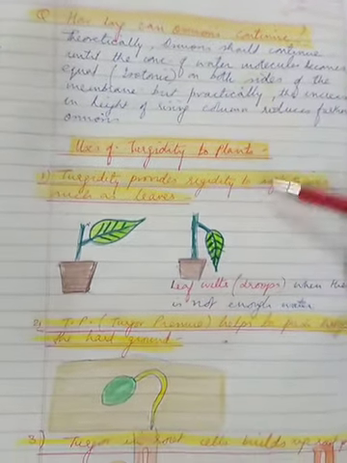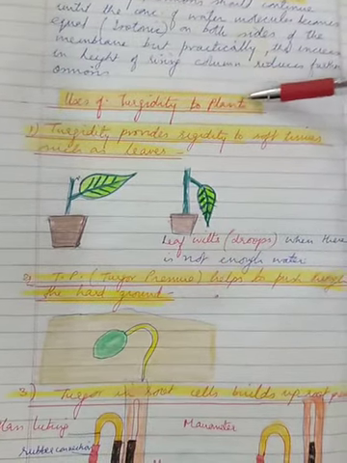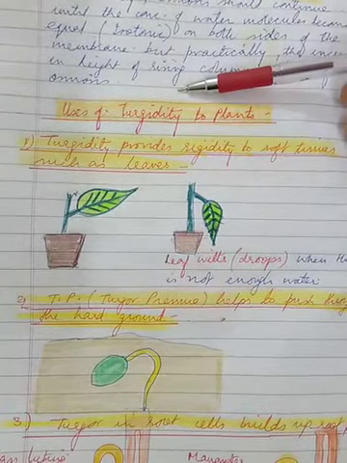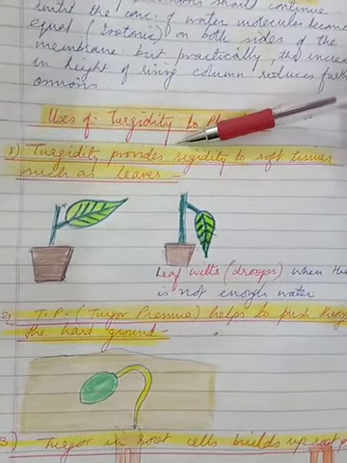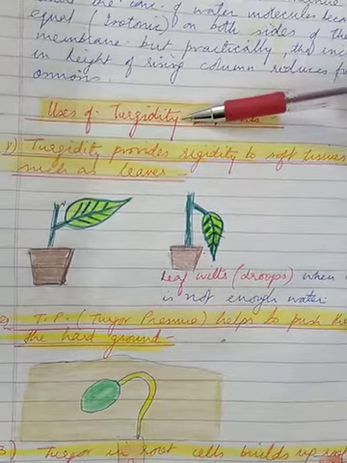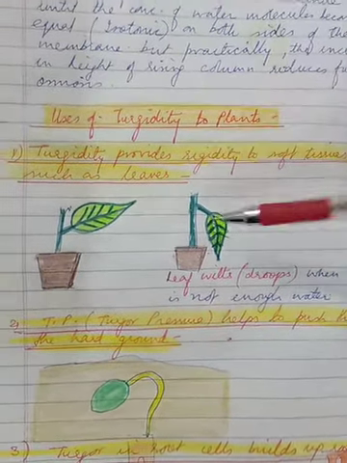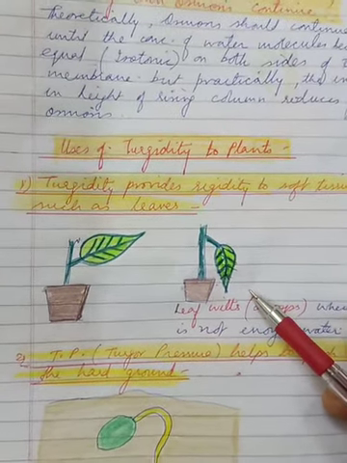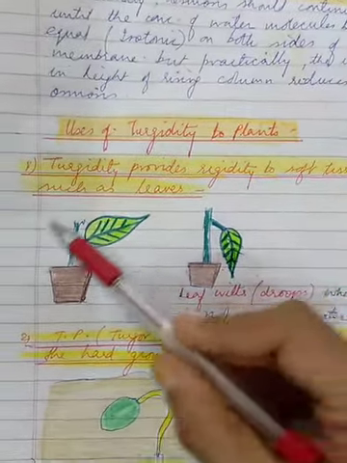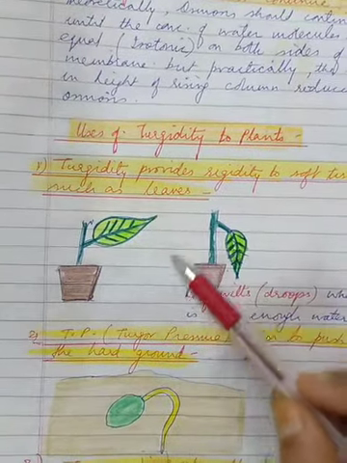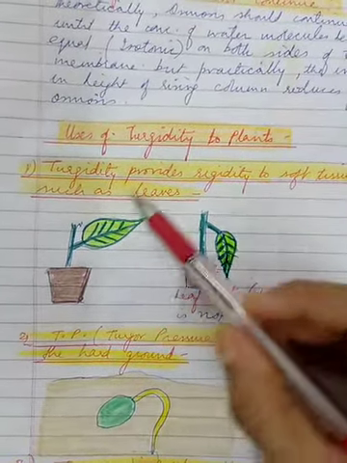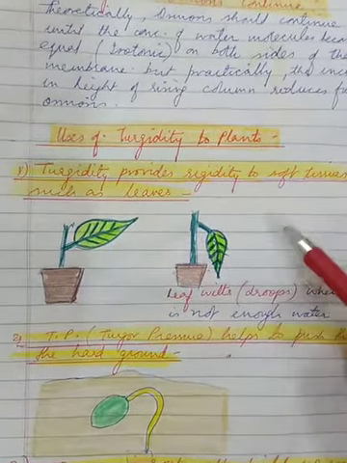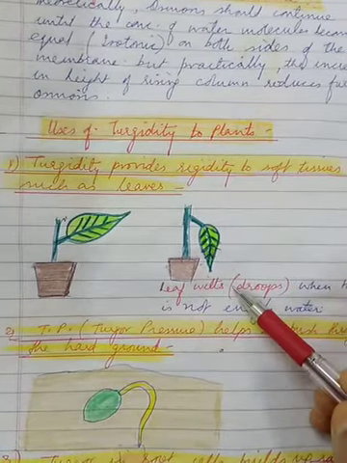Today's topic is uses of turgidity to plants. To begin with, let us once again revise the term turgidity. It is the state of a cell in which the cell wall is rigid, right? And it is stretched by an increase in volume of vacuoles due to absorption of water. To be very simple in words, turgidity is the state of the cell being fully distended and in a tight condition due to enough water inside the vacuoles.